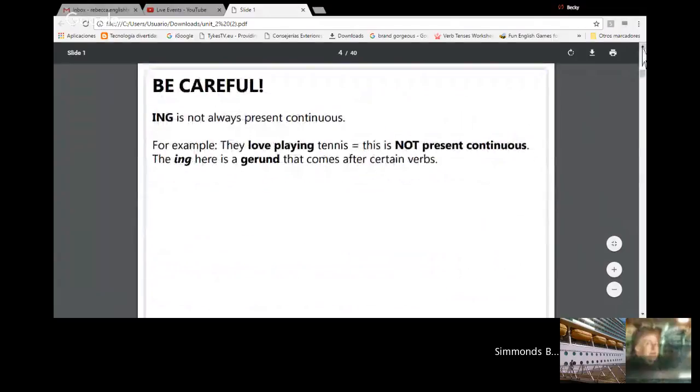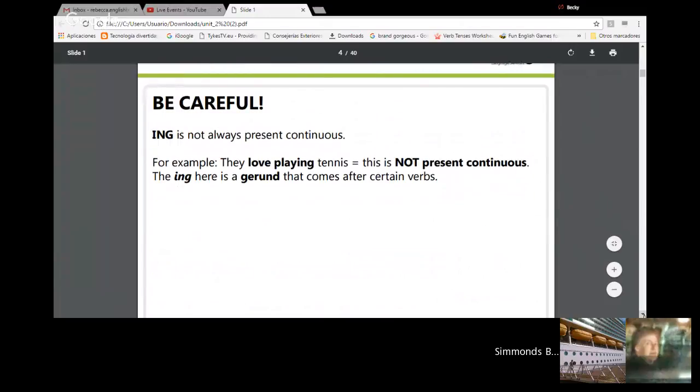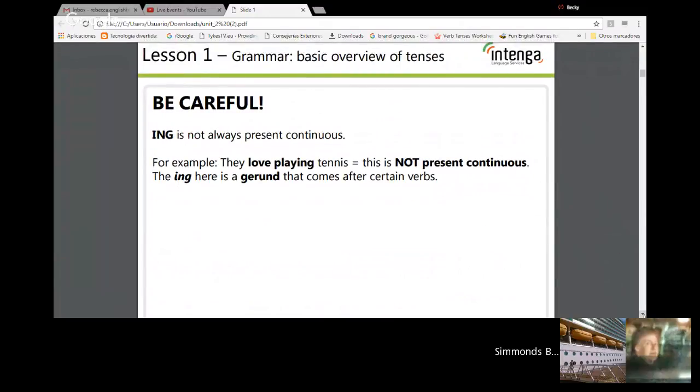We do have a warning slide for you. Be careful, ING is not always the present continuous. This is a whole other class day, I would say. There are many different times that we can use the verb in ING. Sometimes it's a verb, sometimes it's a noun. So it just depends on the structure of the sentence.